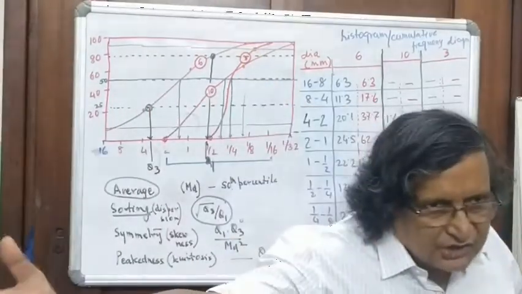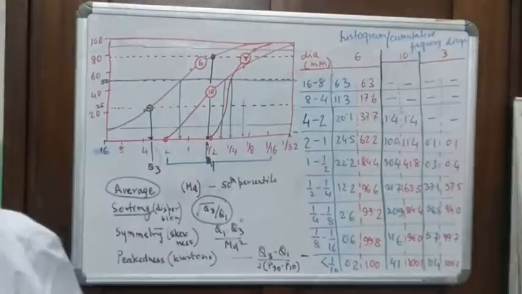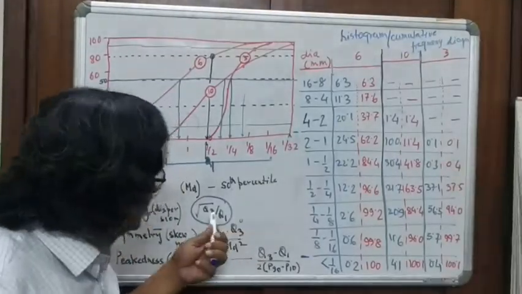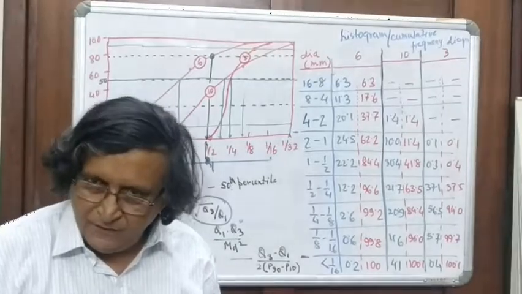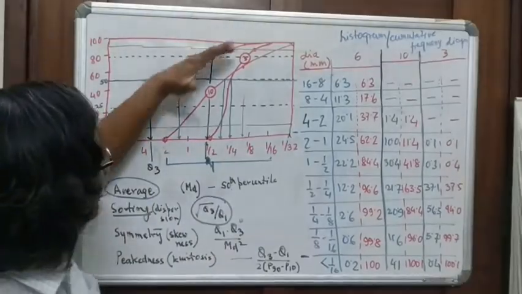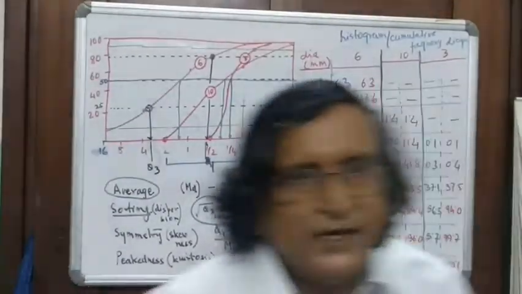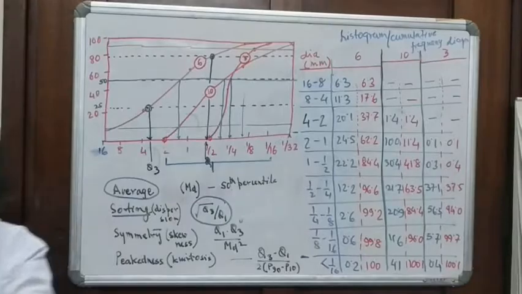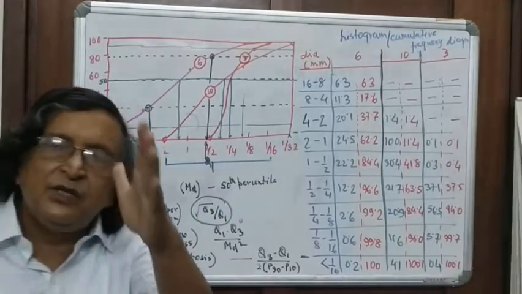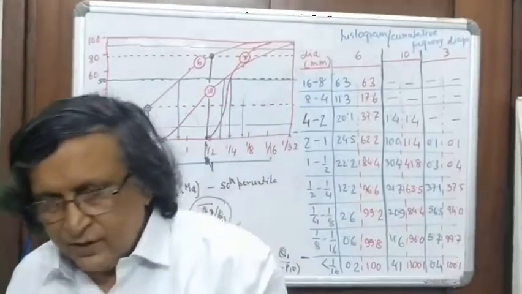So the larger the value, the poorer is the sorting. The larger the difference, the poorer is the sorting. Have you understood? So poorly sorted sediments have a shallow slope, but well sorted sediments have a steep, near vertical slope if it is an extremely well sorted sediment.